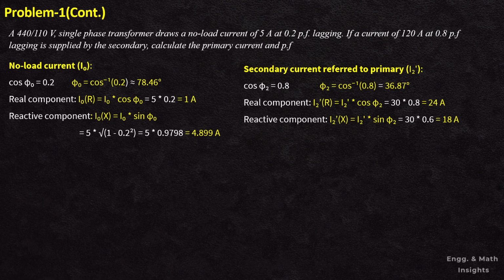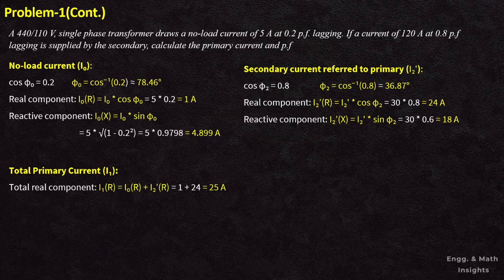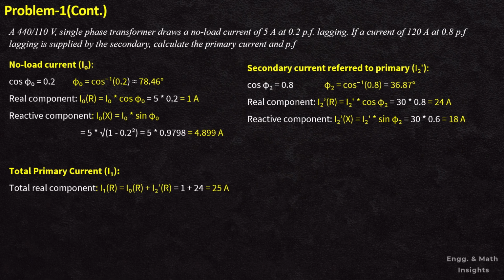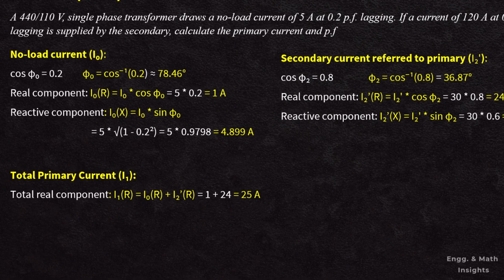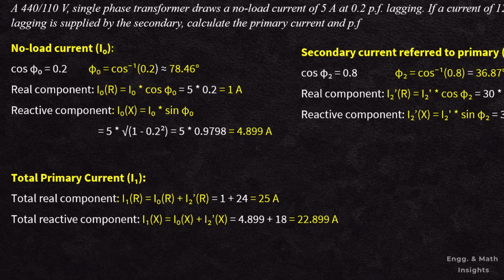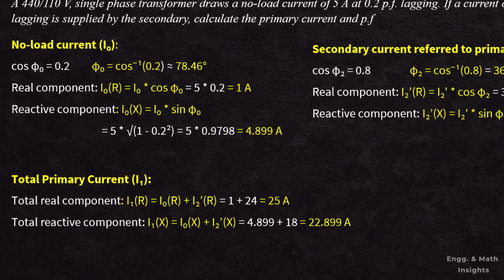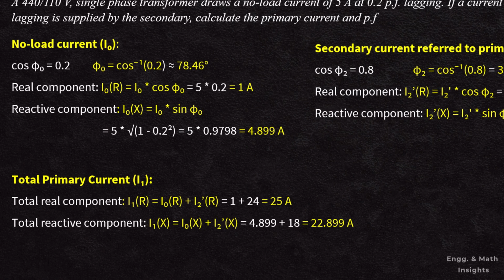Using the real component of no load current and the secondary current, and also the reactive component of no load current and the secondary current referred to primary, we can calculate the real component and the reactive component of the total primary current. Hence, the real component of the total primary current I1R is equal to I naught R plus I2R, or 1 plus 24, which will give us 25 ampere, and the total reactive component of the primary current, or I1 X, is equal to I naught X plus I2 prime X, which will give us 22.899 ampere.